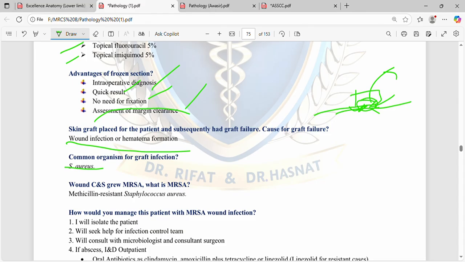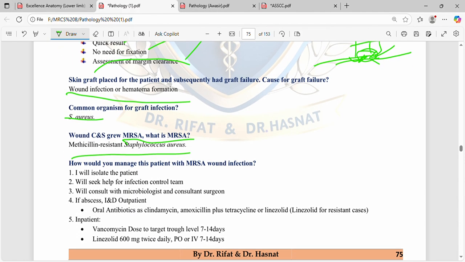Wound culture and sensitivity grew MRSA. What is MRSA? Methicillin-resistant Staphylococcus aureus. How would you manage this patient with MRSA wound infection? I will also isolate the patient first. Yes, will seek help from the infection control team, consult the microbiologist and consultant surgeon. If abscess, I&D will be done. Oral antibiotics such as clindamycin, amoxicillin plus tetracycline, or linezolid for resistant cases, and this is for outpatients. You do the I&D and give oral antibiotics.